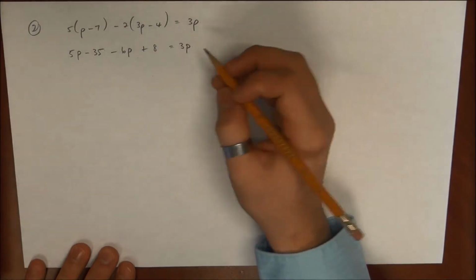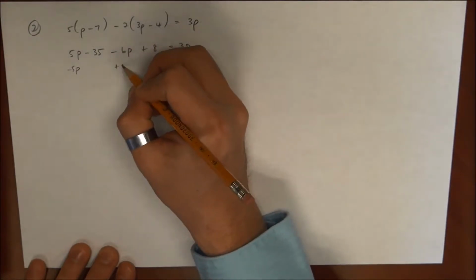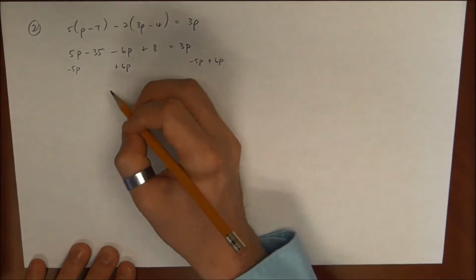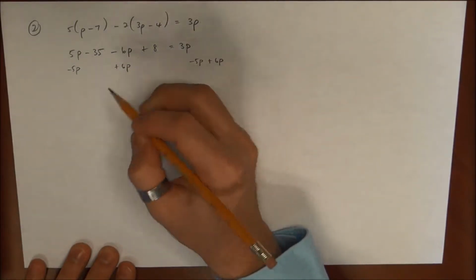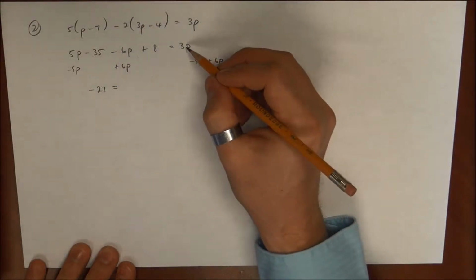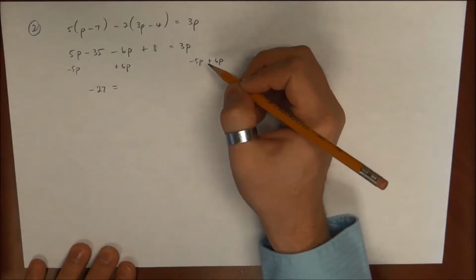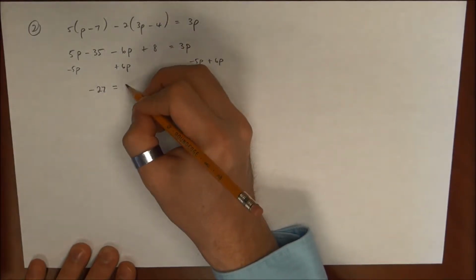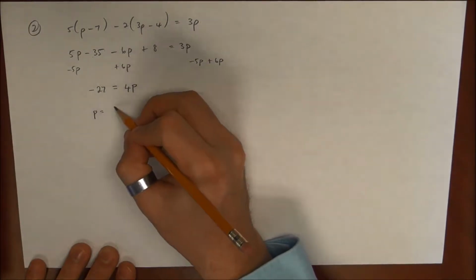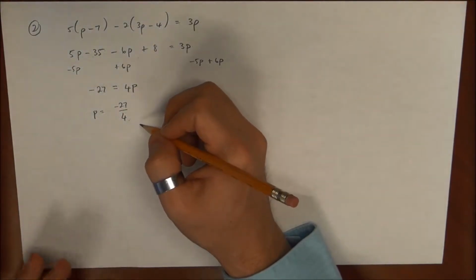So I can get all the p's to one side, let's say to the right, by subtracting 5p and adding 6p, and I'll get negative 35 plus 8 is negative 27 equals 3 minus 5 is negative 2 plus 6 is 4p. So p is equal to negative 27 over 4. You can leave it like that, you can do a decimal number, it really doesn't matter.